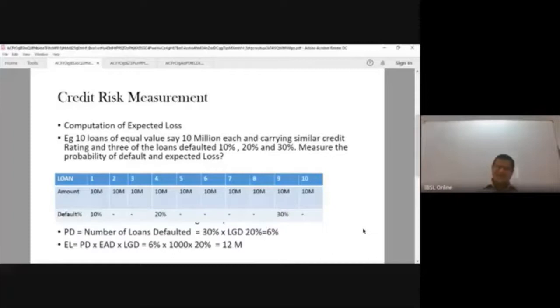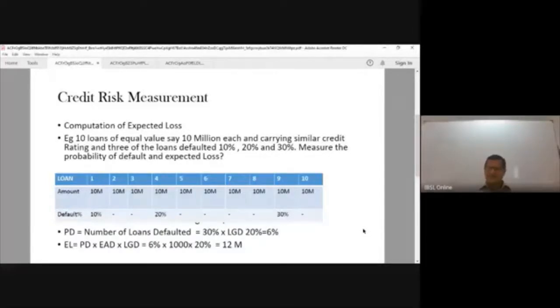So you can see we have 10 loans, 3 have defaulted. That means 30% of the loans have defaulted. And the loss suffered is 10%, 30% of 10 is, we'll say, 3. And number 4, 20% is 2. And number 1 is 6. We total up to 6%. So 6 divided by 10 of a single loan is called 6%.